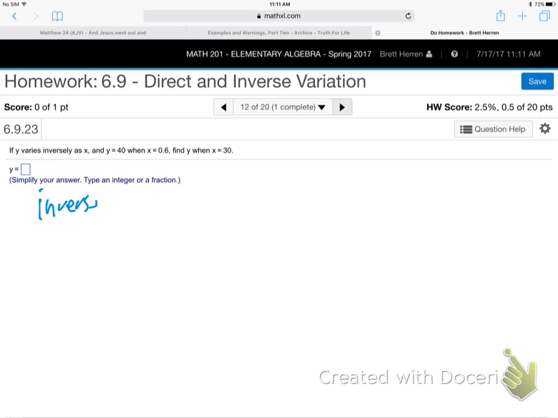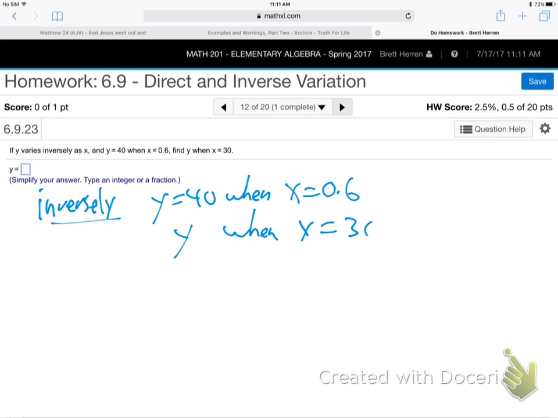Inversely, they say the magic word inversely, y equals 40 when x is 0.6, and they ask for y when x is 30. All right, so this time they're giving me 3 numbers. So it varies inversely, so put them side by side. Am I making any sense? So in other words, it's going to be 40 times 0.6 equals y times 30.